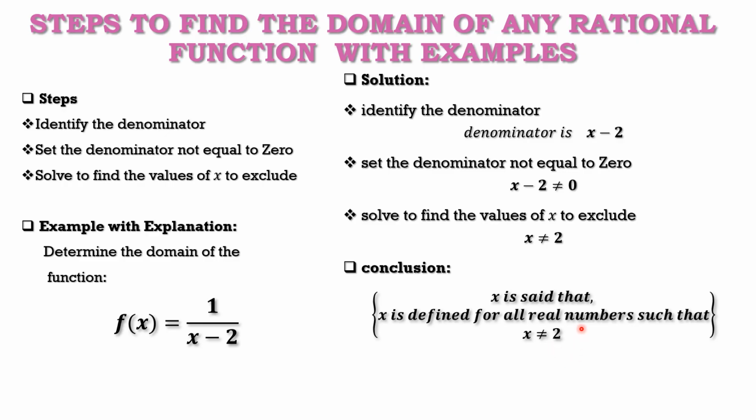It means that any number in the world can be substituted in this particular function for us to get an answer, except 2. Why? Because 2 will not give us an answer, but rather math error. So here, mathematically, we can write this statement as x is defined for all real numbers, but x cannot be equal to 2. So this completes the solution for this particular example. That is how we find the domain of a rational function.